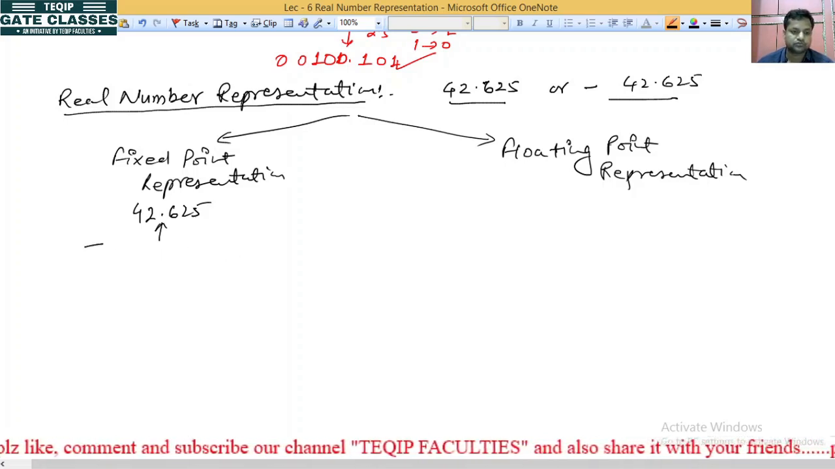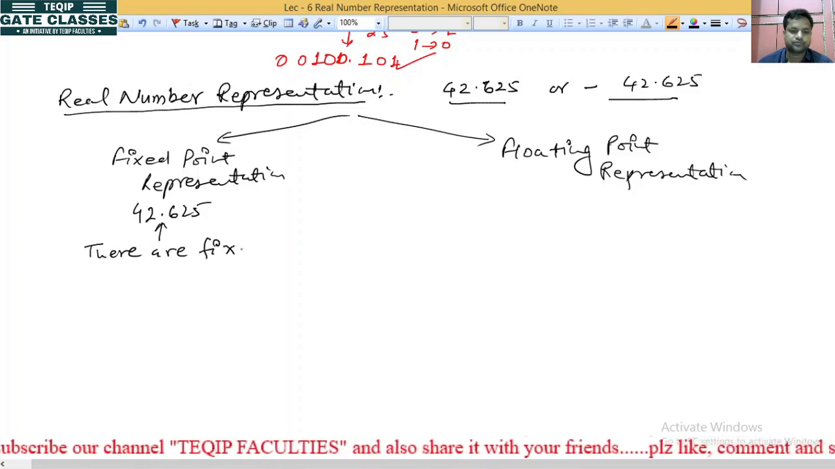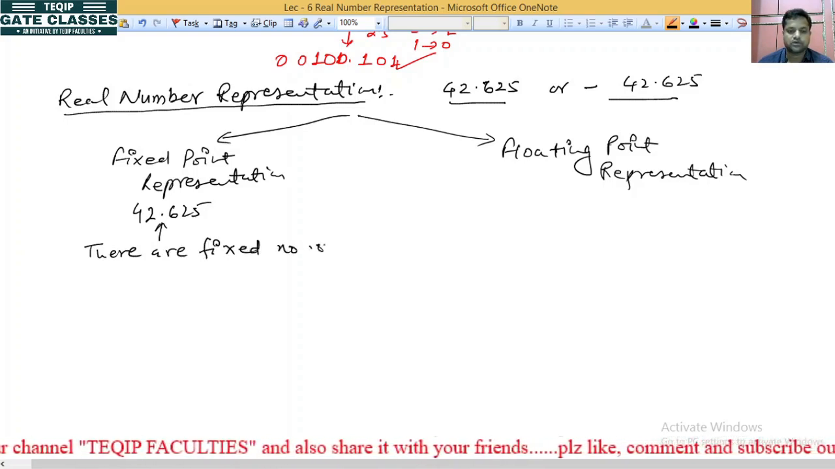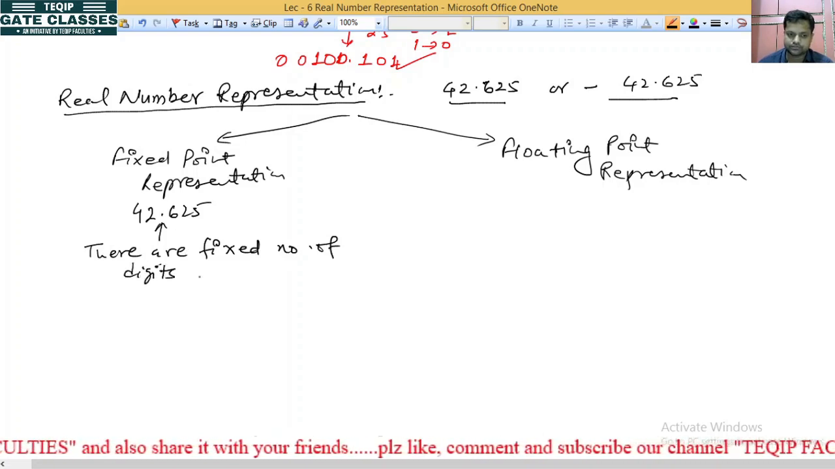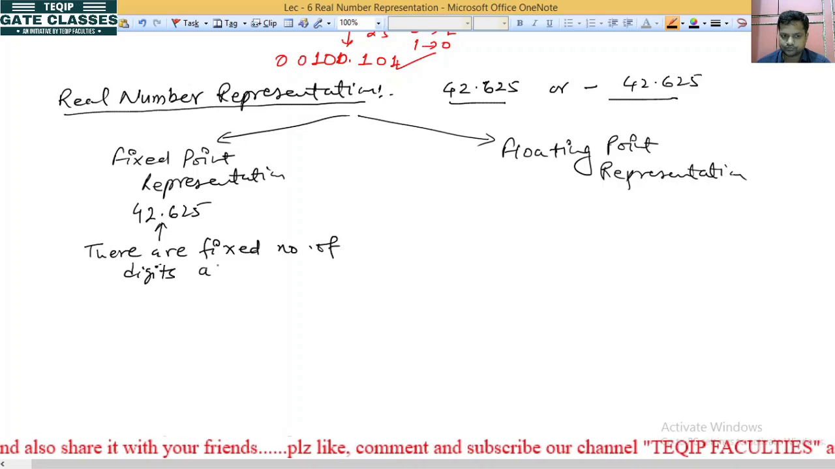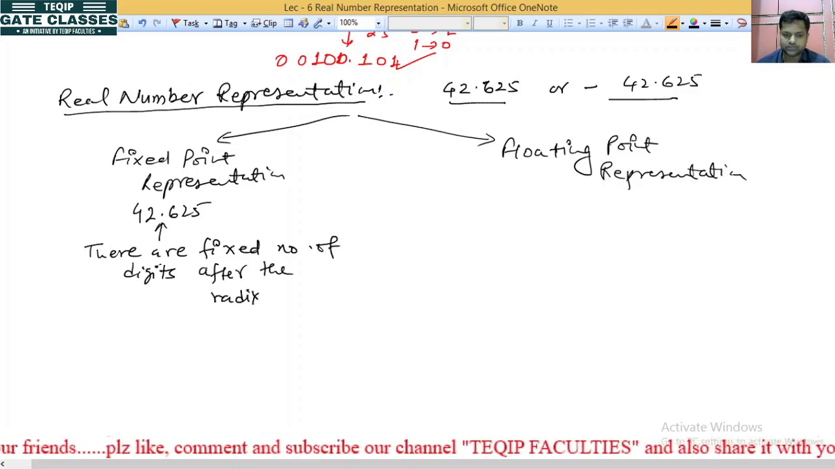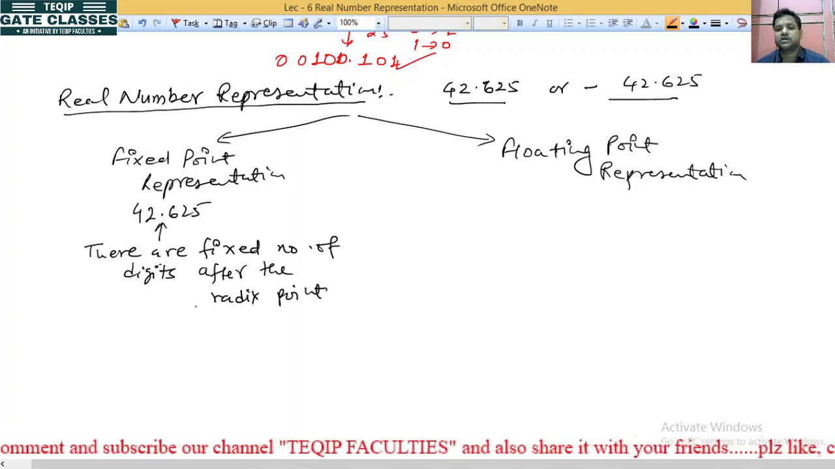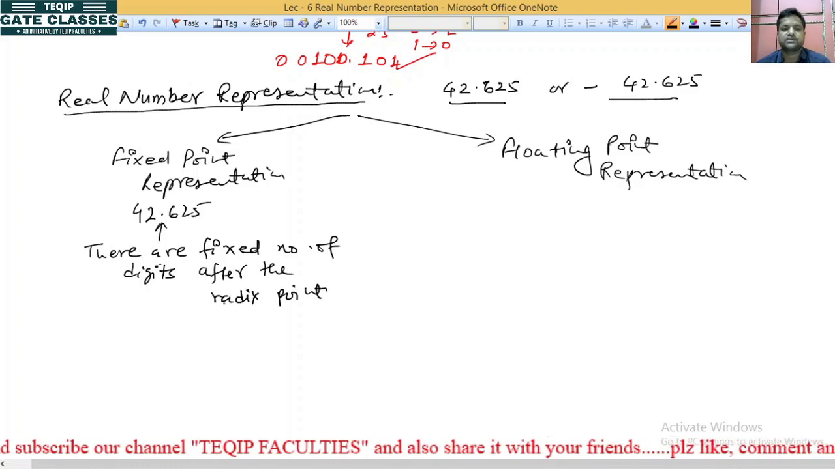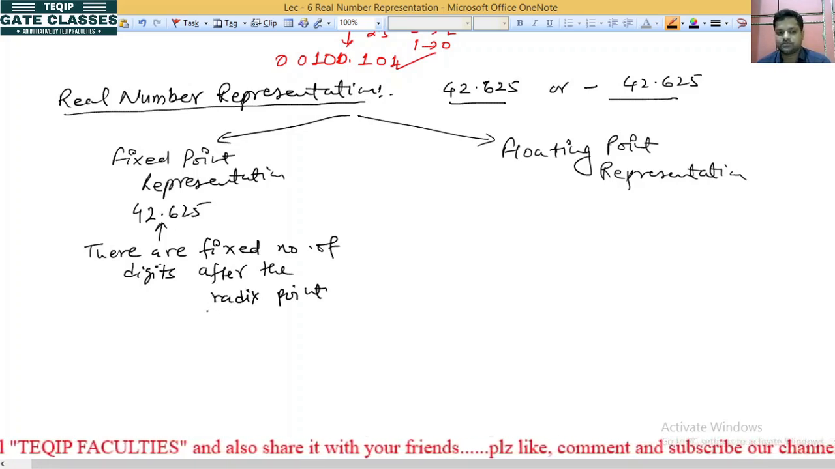So here we have a fixed number of digits after the radix point. After the radix point, what do we have? A fixed number of digits. For what?